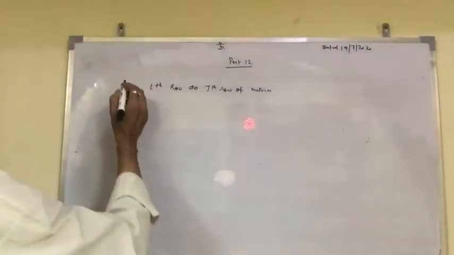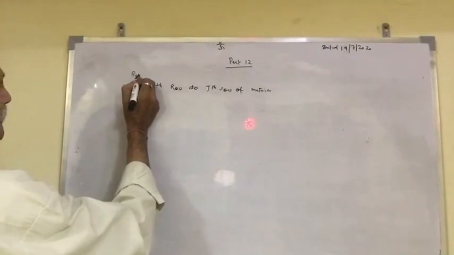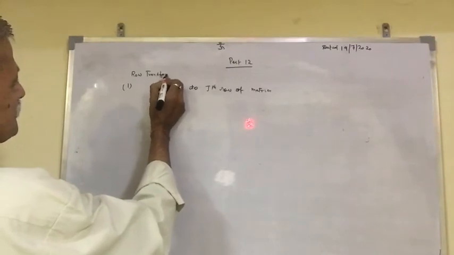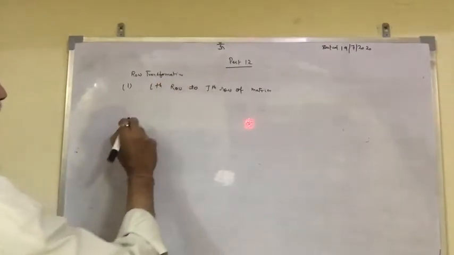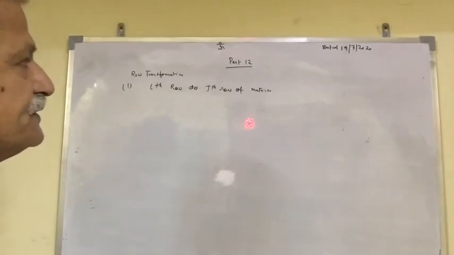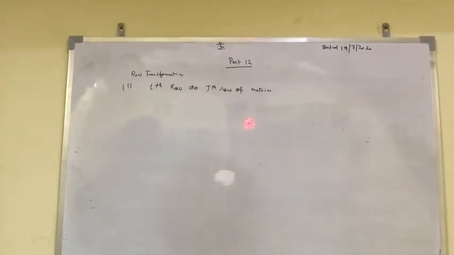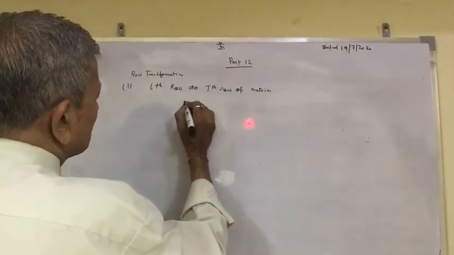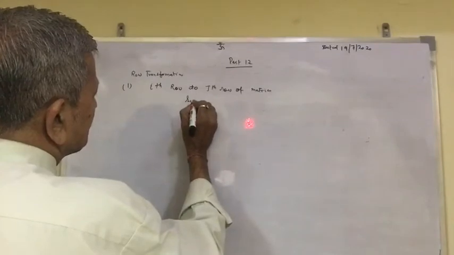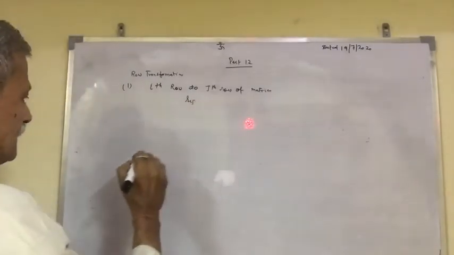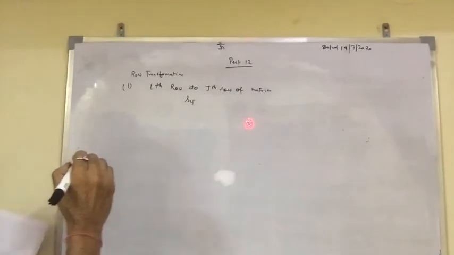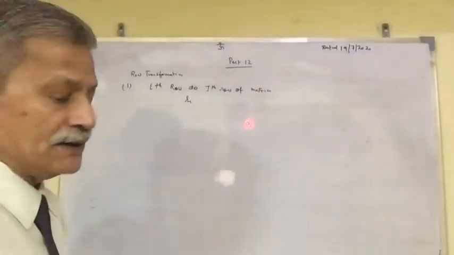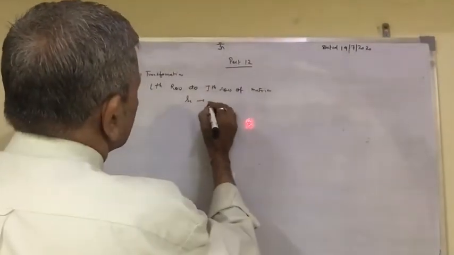So this is known as row transformation. Row transformation means the ith row can be changed with the jth row. So I can write here Ri can be changed into Rj.